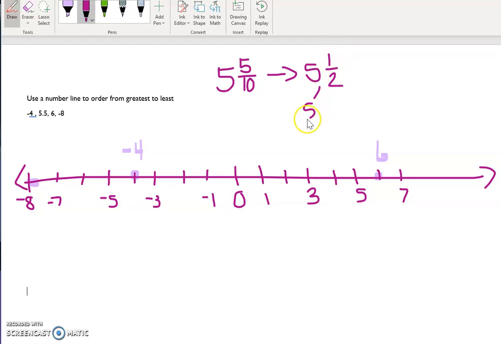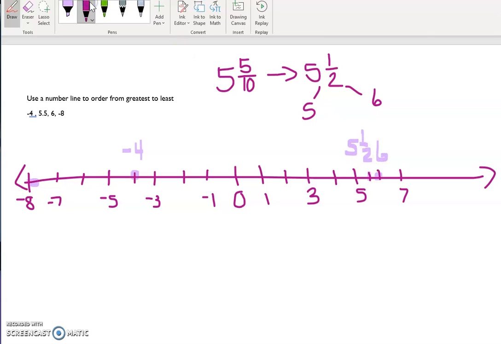So we have the whole number 5, and then we only have a half, so it's in between the 5 and the 6. To graph that point, 5 and 1/2, I would want to make space here, break up in between the 5 and the 6 with one line to break this into 2 pieces, and then that would be my 5 and 1/2.